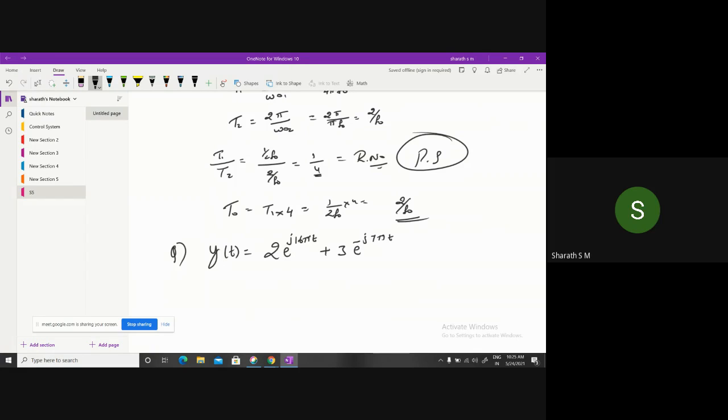Yes, sir. 7 by 16 is a rational number. So the given signal is a periodic signal. Then find out the fundamental period, that is T1 into 16.